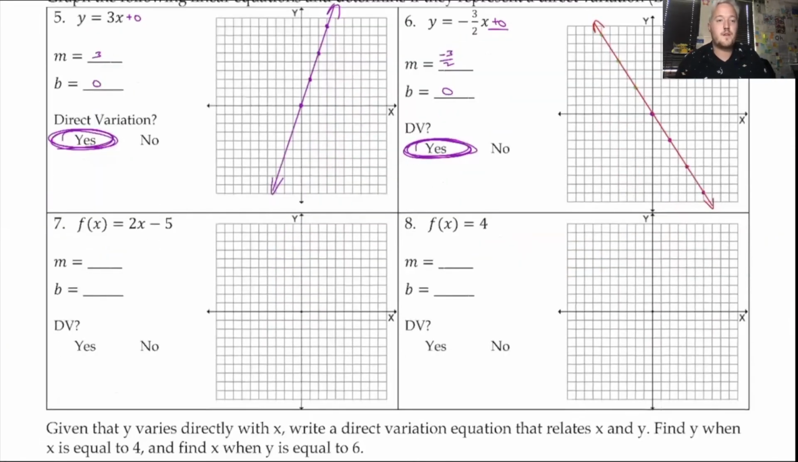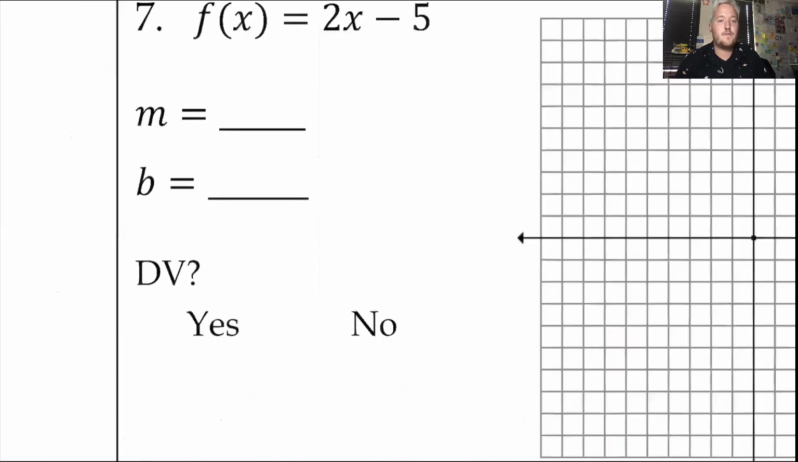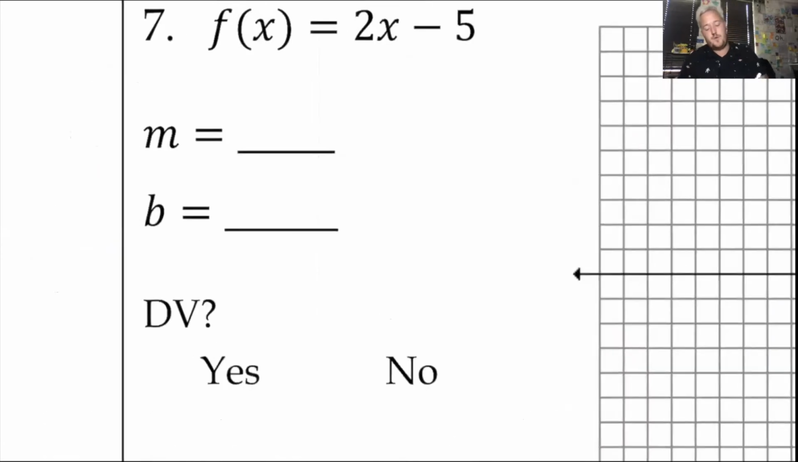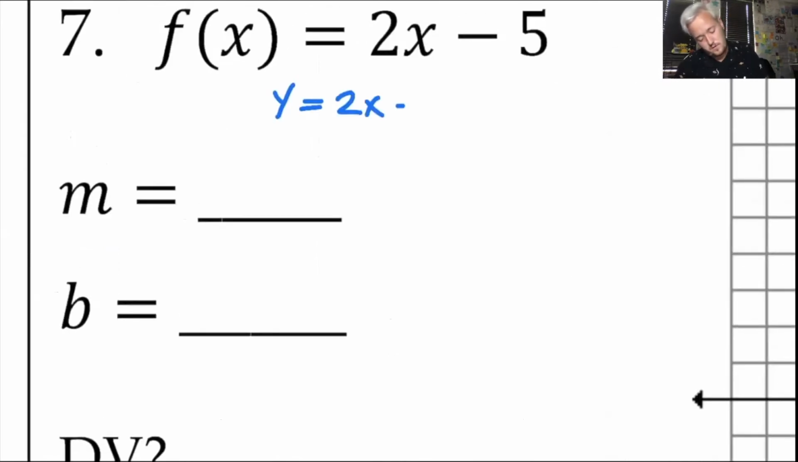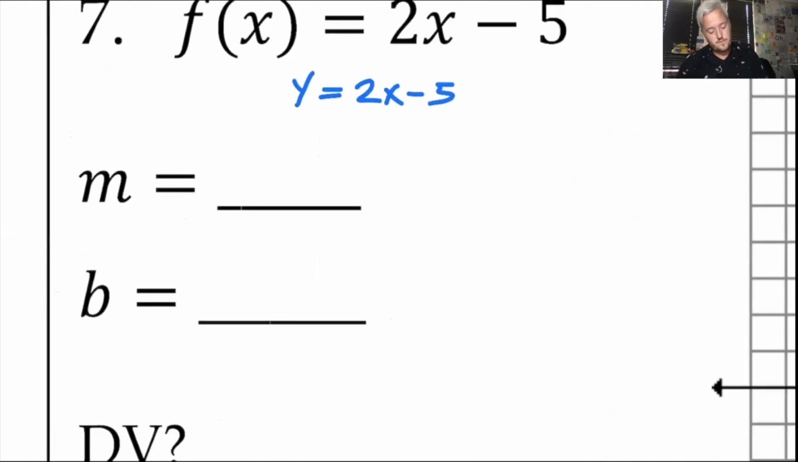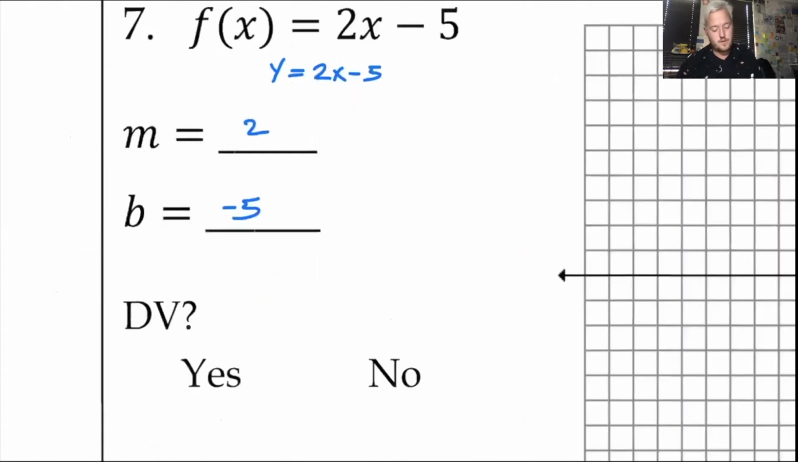Okay. So number 7, now we have f of x equals 2x minus 5. So if you remember, function notation is going to haunt us forever. So this is the exact same as y equals 2x minus 5. All right, so our slope here is 2. B value is negative 5. So because our b value is not 0, this is not going to be a direct variation.